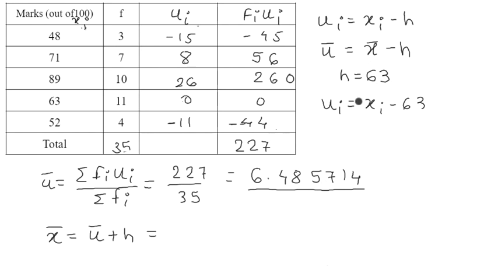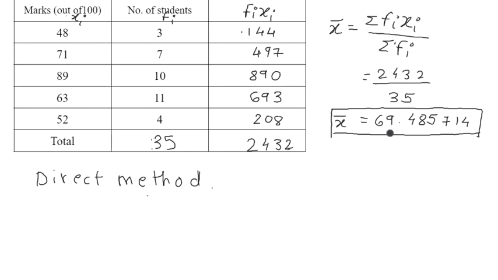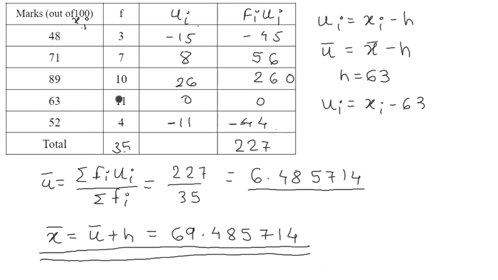So x bar is nothing but u bar plus h, that is 6.485714 plus 63. So I got the answer, that is 69.485714. So this is the arithmetic mean using change of origin for this discrete frequency distribution. If you verify the answer using the direct method, you get the same answer. That is, using the direct method you also got the value 69.485714, and using the change of origin method you got the same answer, 69.485714.